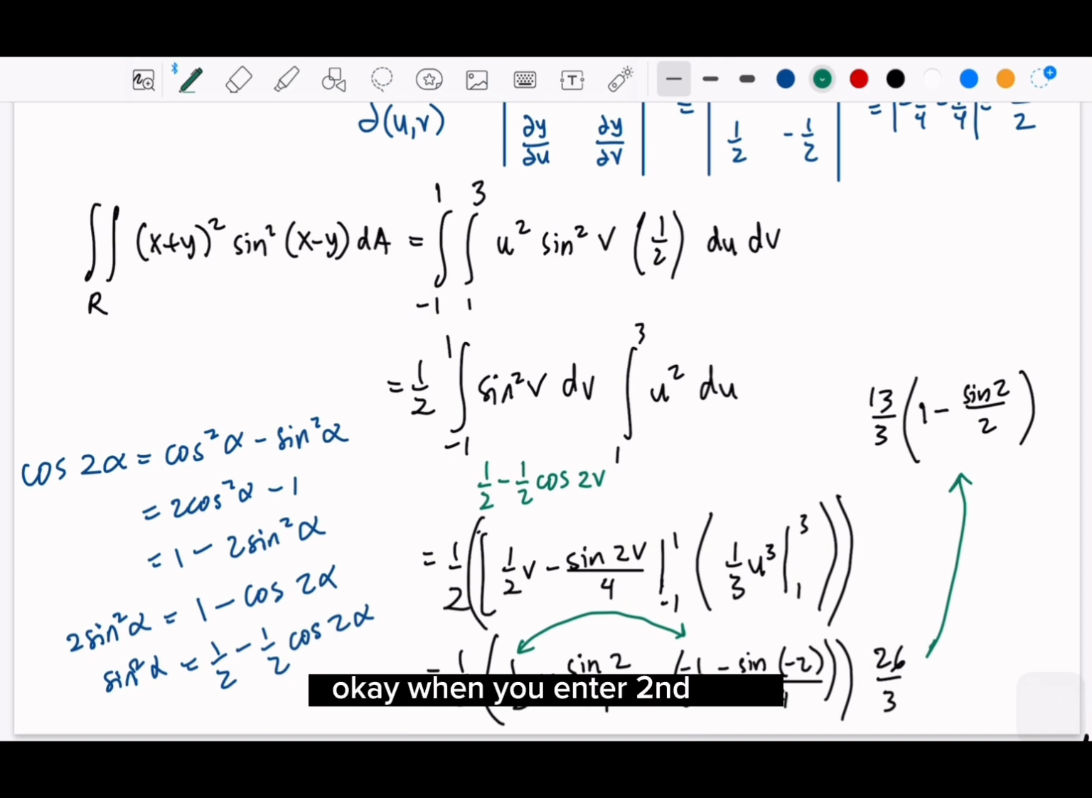Okay, when you enter second year, third year, some courses will use some calculus, and then you will maybe realize, why didn't I study this? Okay, and then the last part is ID. If you're done, then finish.